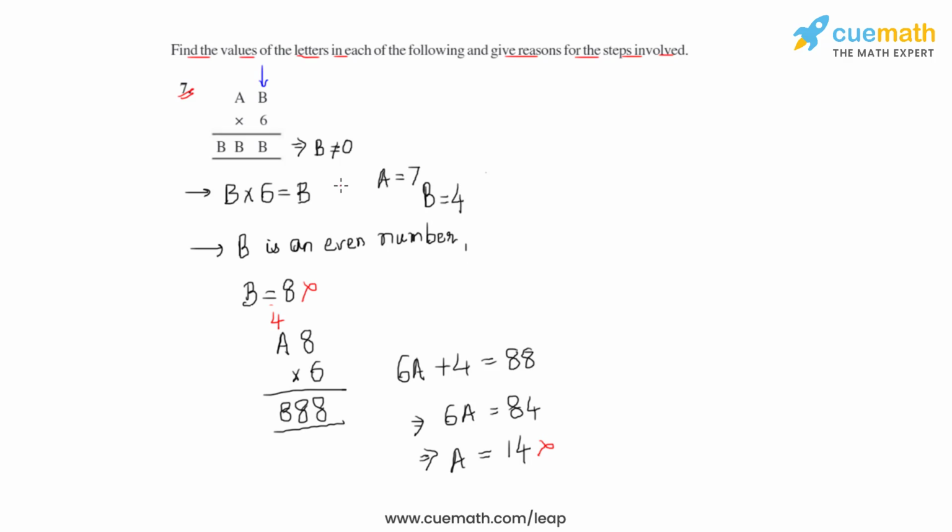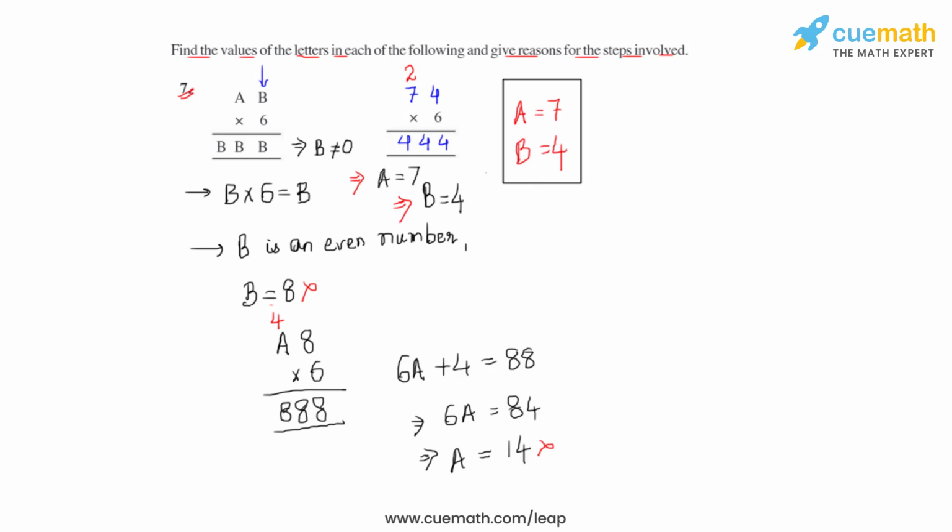Hence the values which we have got initially, A as 7 when the value of B was 4, is only valid. We have checked for all the numbers, for all the conditions, and only this condition stands out. If we now put the values in the product, this is what we'll get, where the value of A was 7 and the value of B was 4. And this is how we are going to solve the 7th question of this exercise.